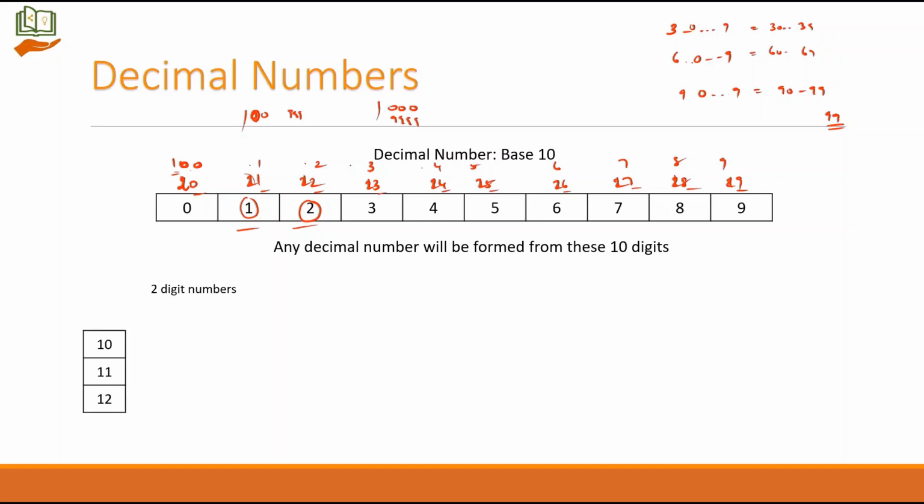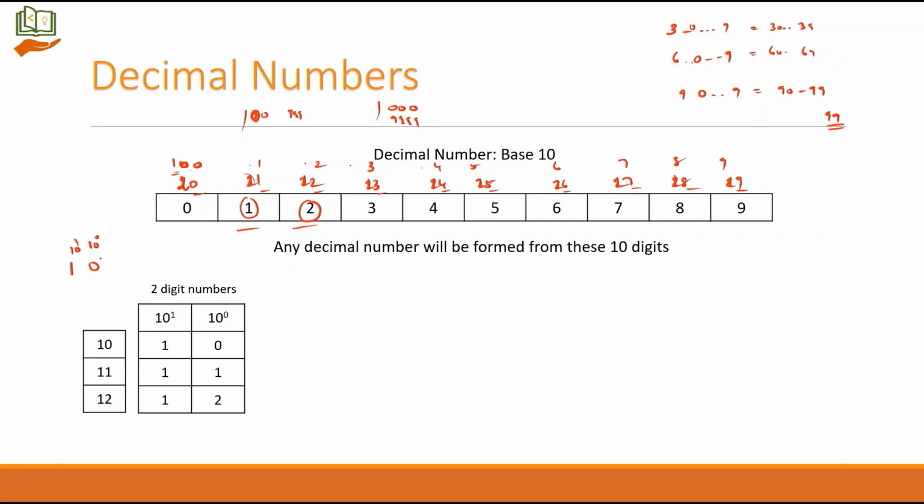So only when you are strong with decimal base, I can easily repeat the same thing for other bases. So let's take the 2 digit numbers. We are writing them as 10, 11 and 12. As per base, how can we interpret this? We can interpret this in terms of 10 power. Say for example, 10 can be taken as 10 power 0 and 10 power 1. So 0 into 10 power 0 is 0 plus 1 into 10 power 1 is 10. So this is equal to 10.